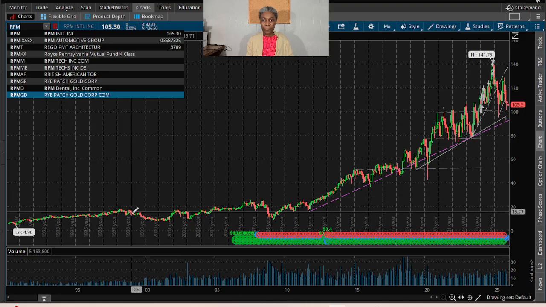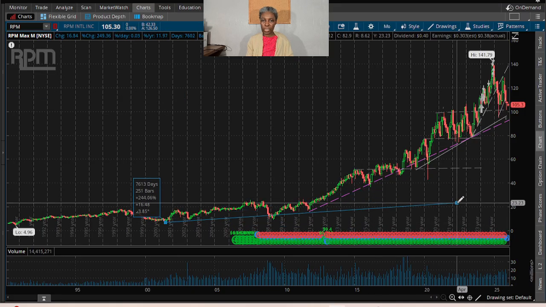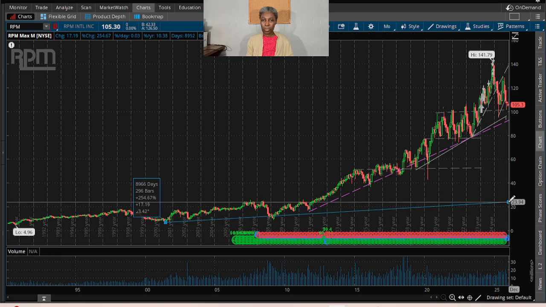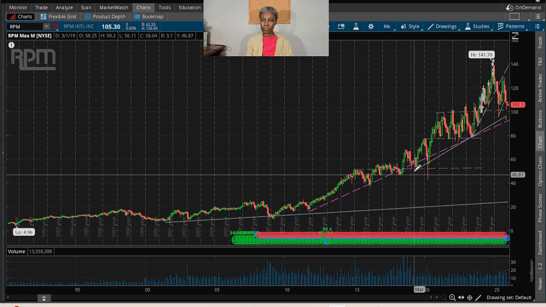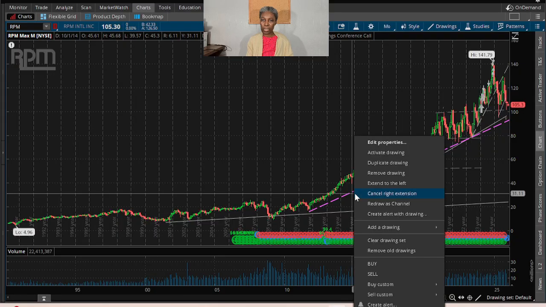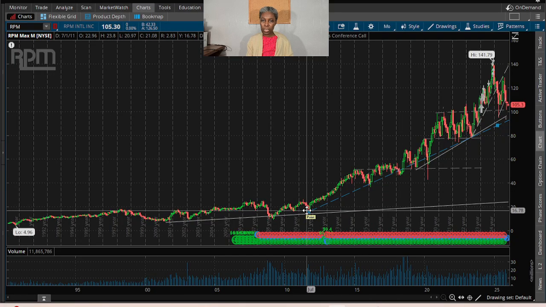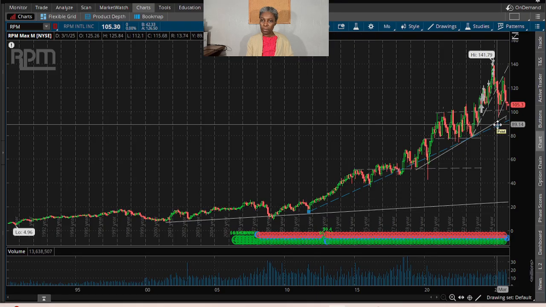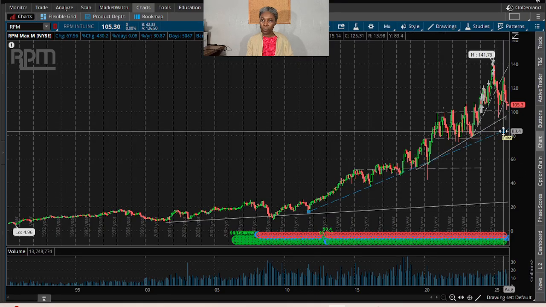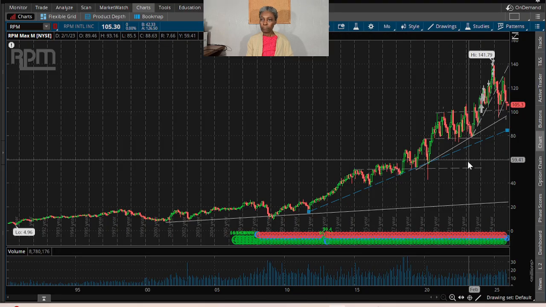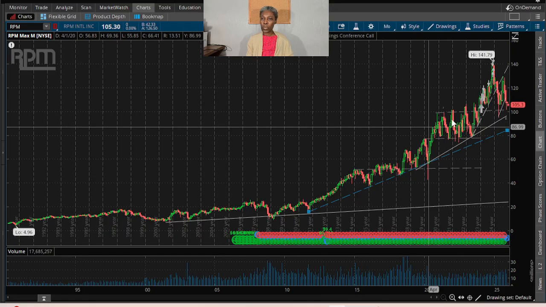So RPM, we have those lines. Let's see if we can add some more to it. Okay, I don't think it's going to come this low. This is going to be the line. We can activate it to see. Okay, we can move it a little bit below here to be where we want to buy.